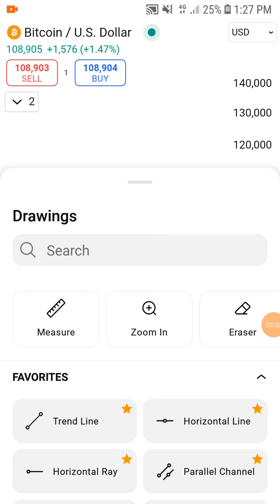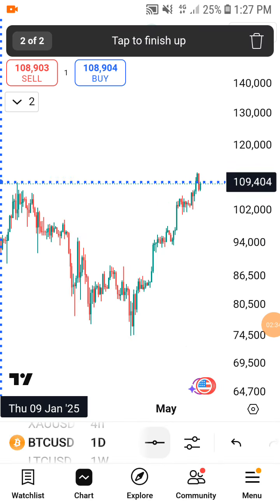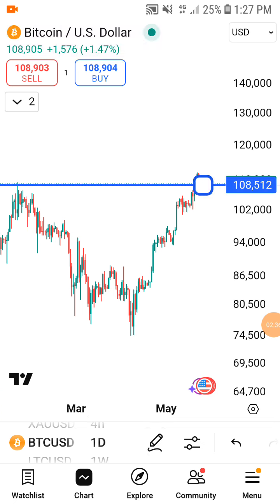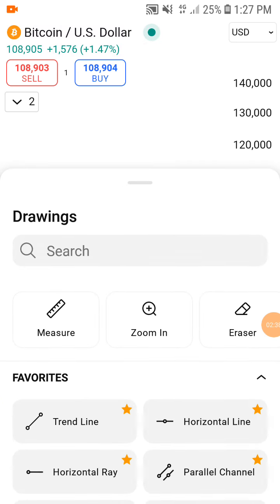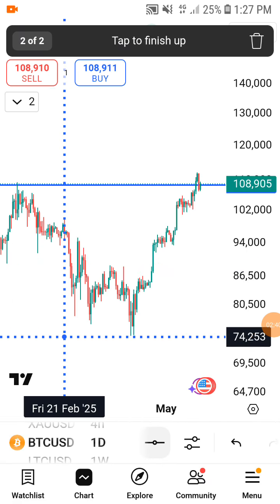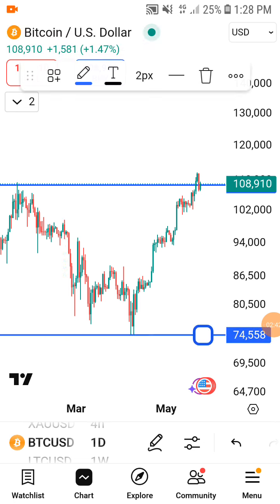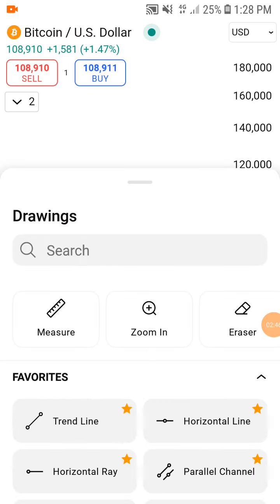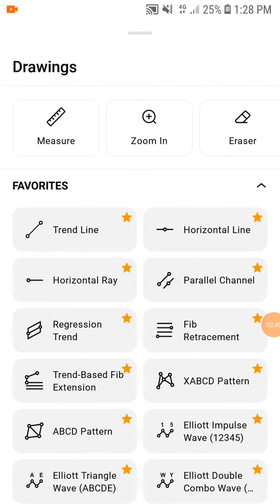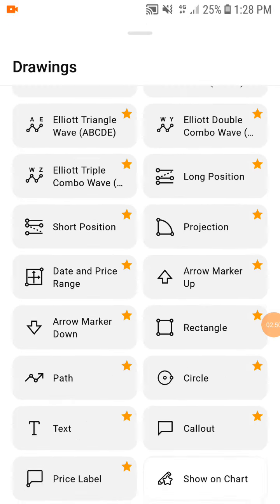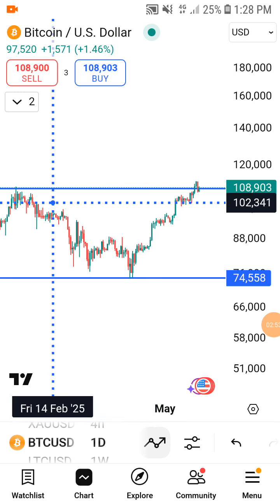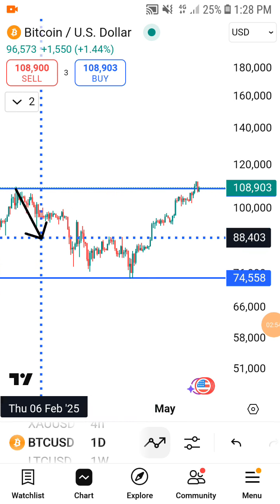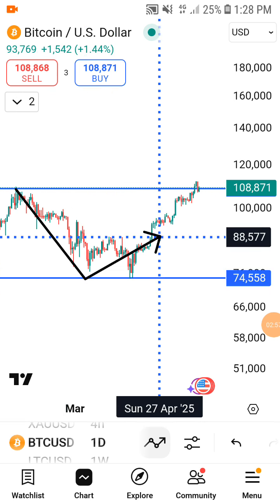So what you do is that you mark the high of the previous trend. This is the high of the previous trend. Then you mark the lows of the whole trend. Now, this whole market was trading within this zone. We can actually call it a zone. This market was within this zone.